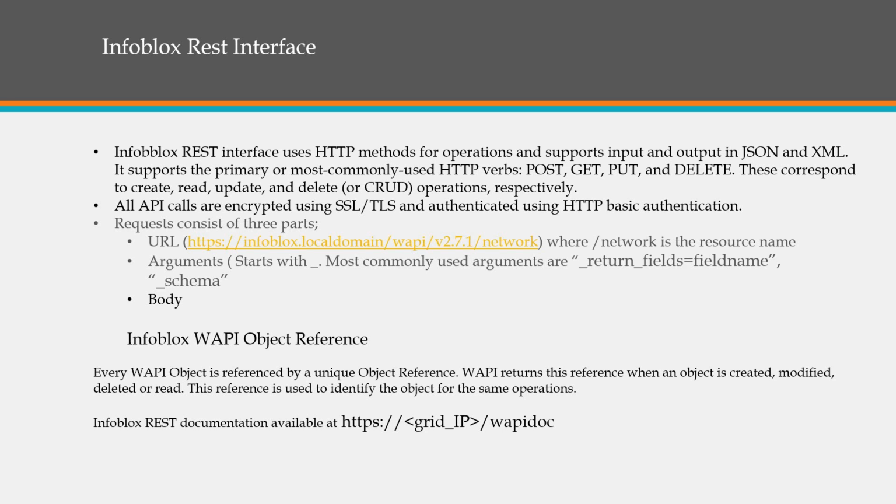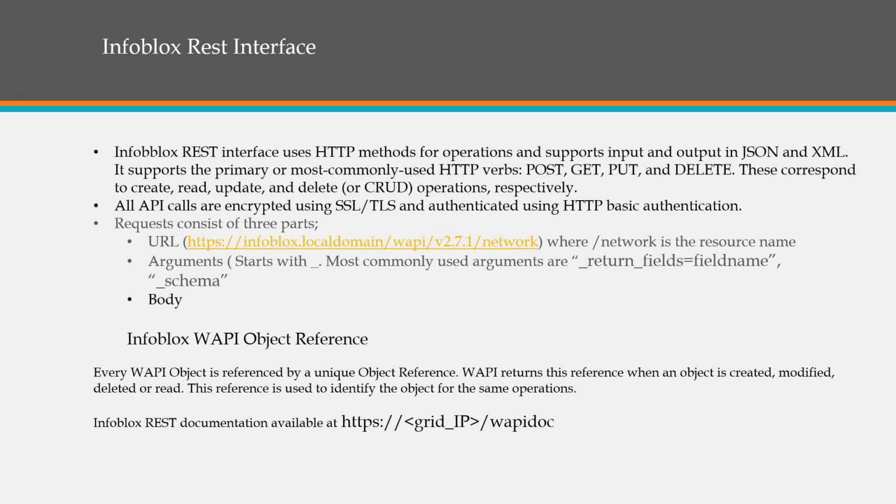Now, all API calls are encrypted using SSL and TLS, and authenticated using HTTP basic authentication. What that means is that if you are a client and you have to consume the Infoblox APIs, you need to provide the authentication. That is the first thing. And the second thing, the data that you are sending to the server is secure because the data is encrypted using SSL and TLS.